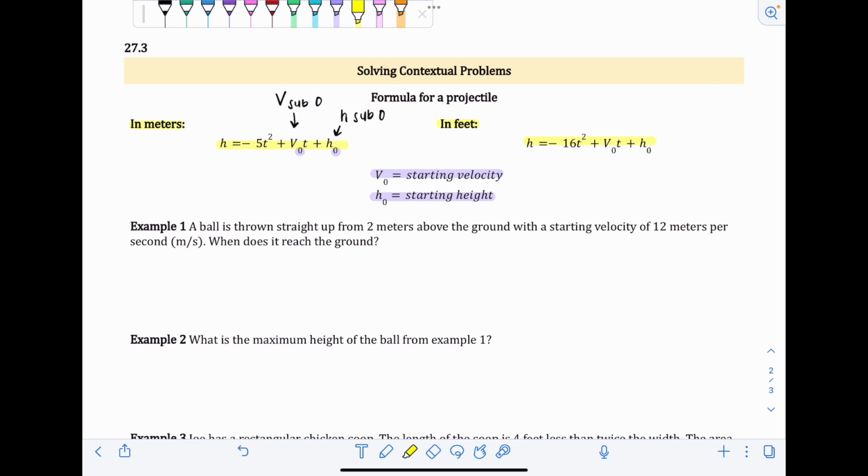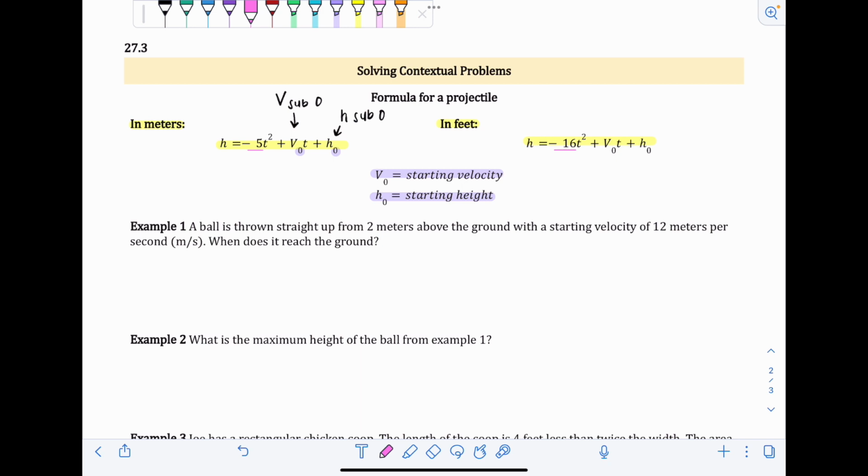You'll see the only difference between those two formulas is this has a negative 5 in front and this has a negative 16 in front. Those values are actually the gravitational pull that an object has as it's coming back down to the ground. There's a little bit more than 3 feet in a meter, so that makes sense. If we take the negative 5 from the meter formula and multiply it by a little bit more than 3, we would get negative 16. So it's just like converting between feet and meters, but the rest of the formula stays the same.